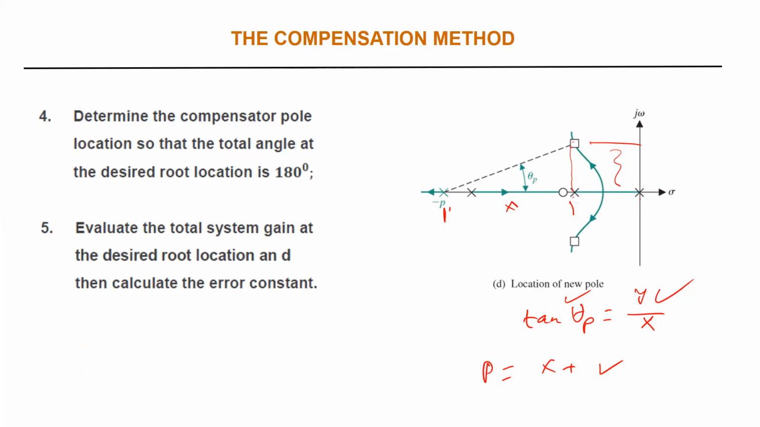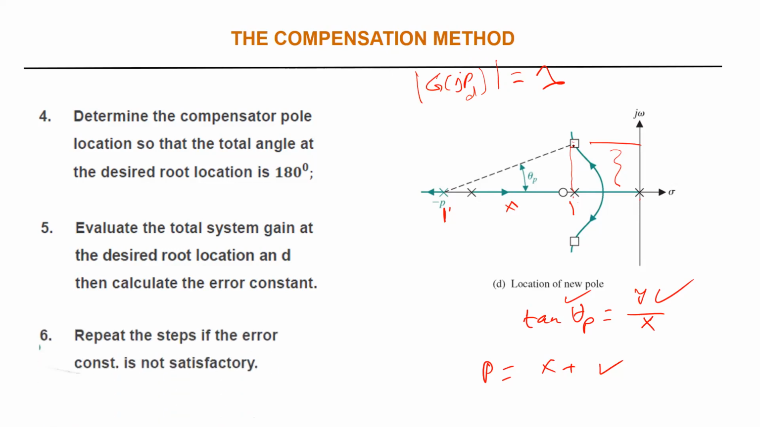The only thing left is the error constant. Again, add G, let's say G at P desired, the desired pole or desired location, equal to 1. From applying the magnitude condition at this point, I can determine K.